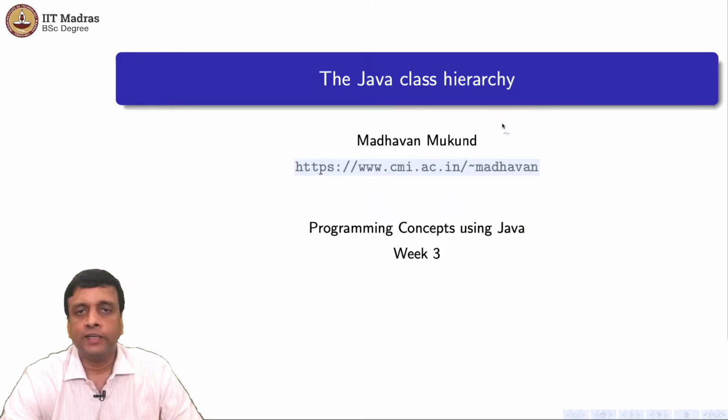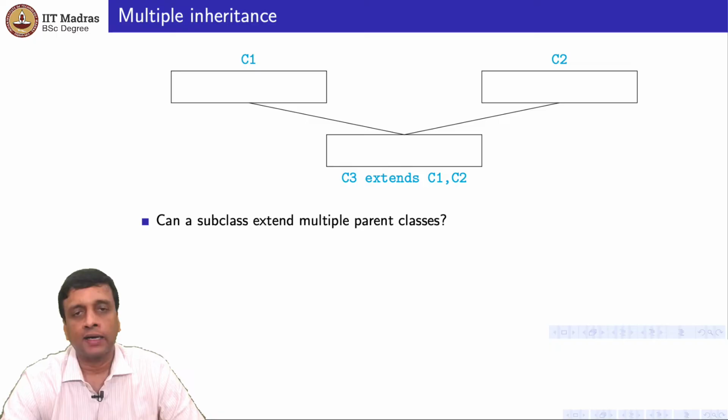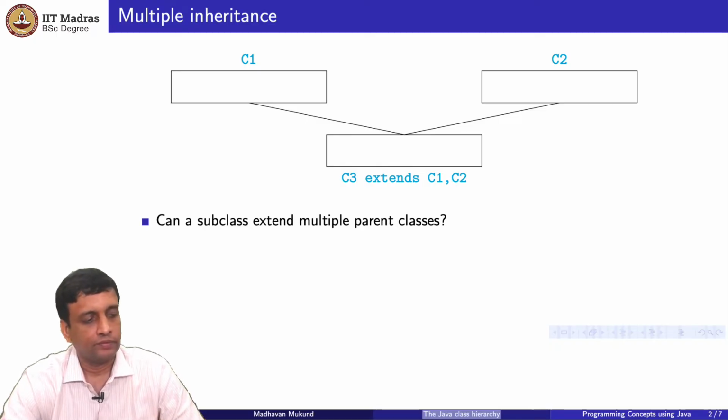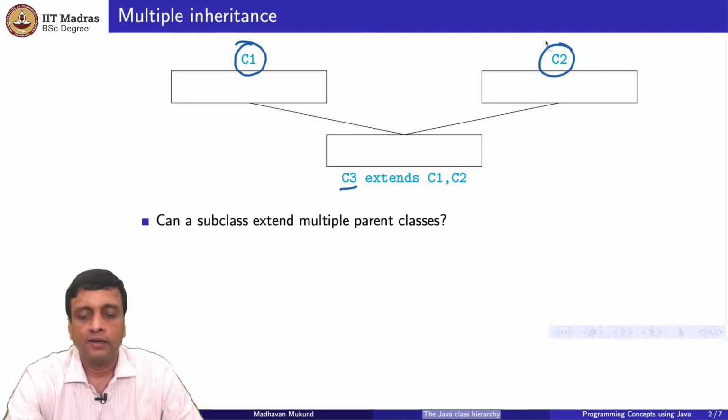So we have seen that you can define subtypes that extend the parent type. So how do these classes fit together? Because you have some classes which are above other classes. So what is the structure of this Java class hierarchy? So for example, is it possible to extend two classes? So can I define a class C3 which extends both C1 and C2?